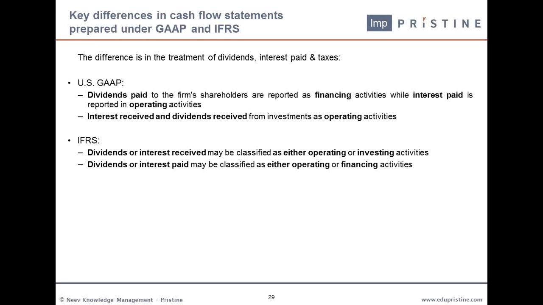So here are some key differences, as I mentioned earlier, between GAAP and IFRS standards. The differences are in terms of treatment of dividends, interest paid, and taxes. In case of US GAAP, the dividends paid to the shareholders are reported as financing activities, while interest paid is reported in operating activities. Similarly, the interest received and dividends received from investments are reported as operating activities. In case of IFRS, all these activities can be either operating or investing activities.